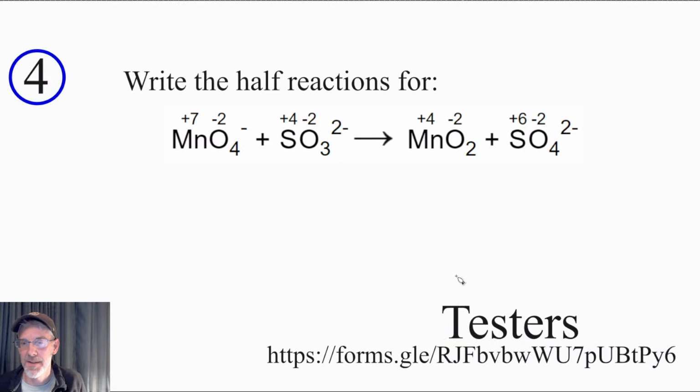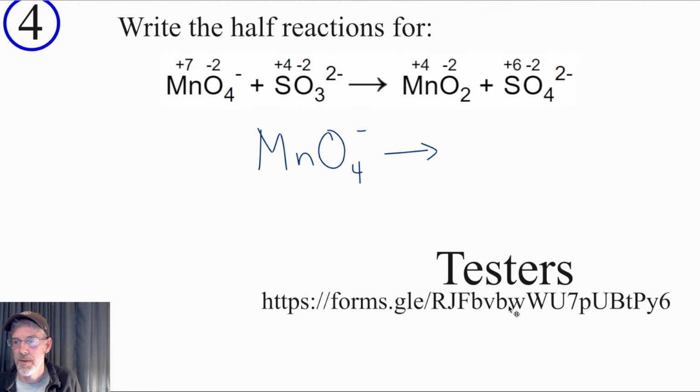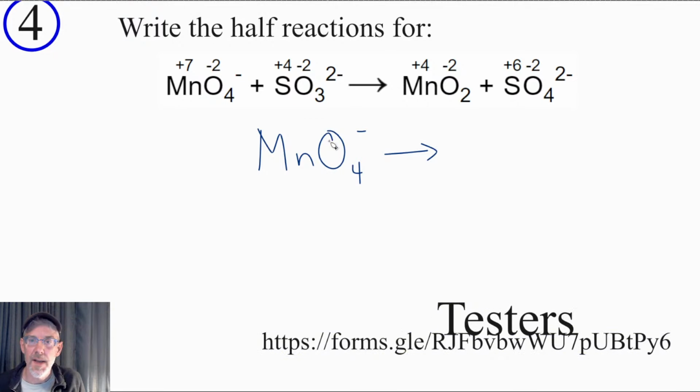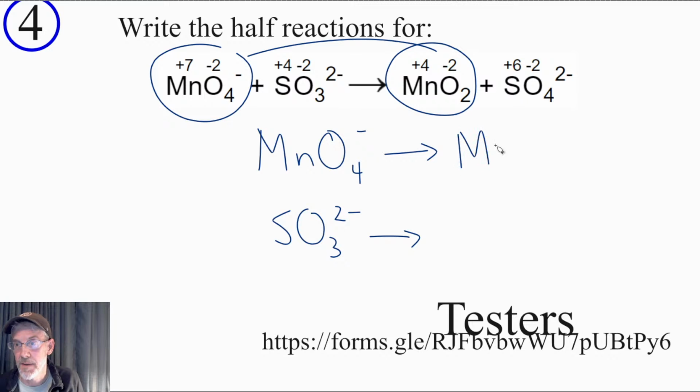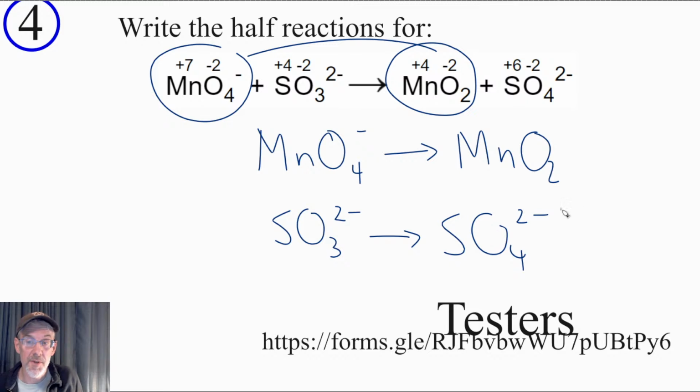Half reactions. So I'm going to start out, give you the first part. And then here you would have SO3 2- goes to something. So really, this here will go over here. We're interested in the manganese, but we have to keep the oxygens there. And then we have SO4 2-. So these are the half reactions.